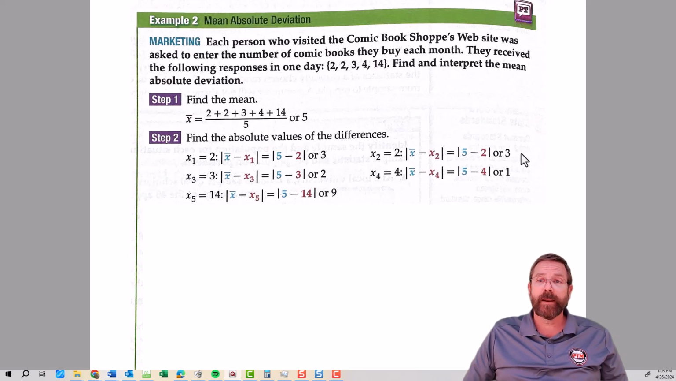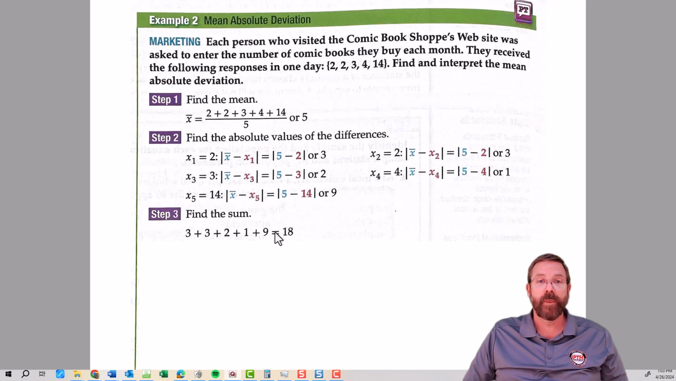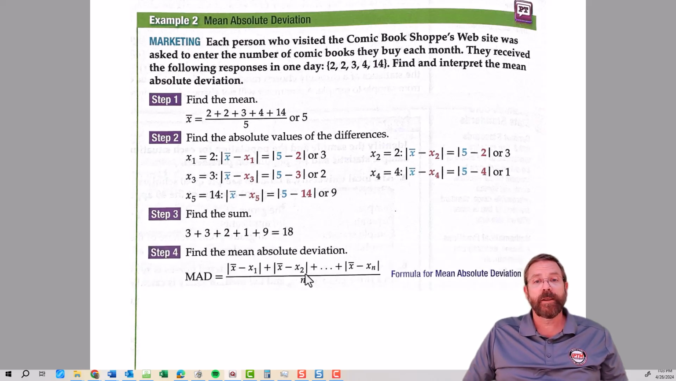Now we're going to add 3, 3, 2, 1, and 9 together. And when we do that, it's going to give us 18. And then we're going to take that 18. Remember, you have to divide it by the number of values. So you're going to plug in that 18. These 3, 3, 2, 1, and 9, and 18, those go on the top right here if you wanted to plug them in. And the 18 divided by the number of values gives you 3.6. So you have a mean absolute deviation of 3.6.